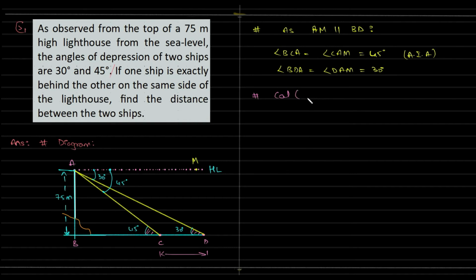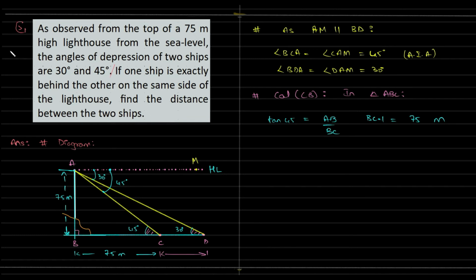So let's calculate CB first. In triangle ABC, we have tan of 45 is equal to opposite by adjacent. So AB is 75, tan 45 is 1, and if I transpose BC, BC into 1 is equal to 75 meters. So this is 75 meters.